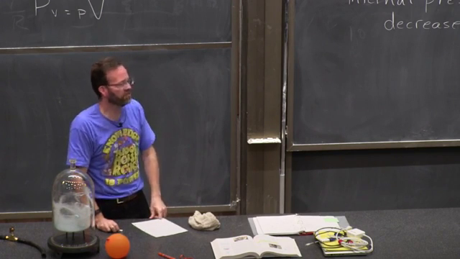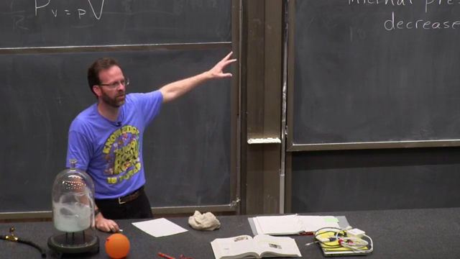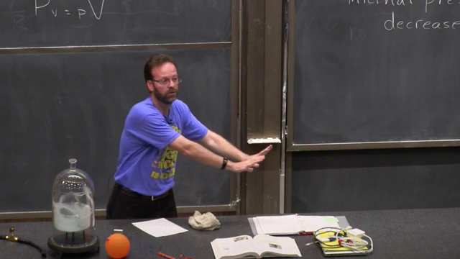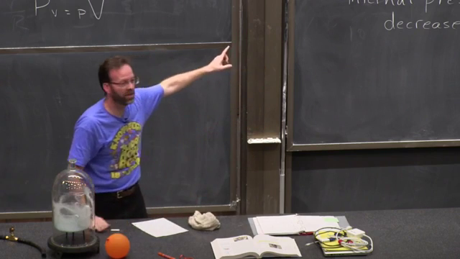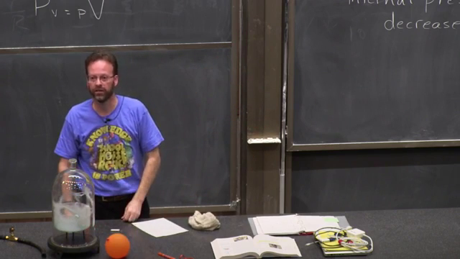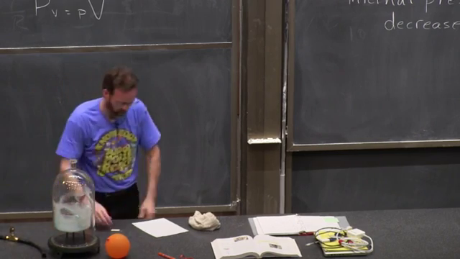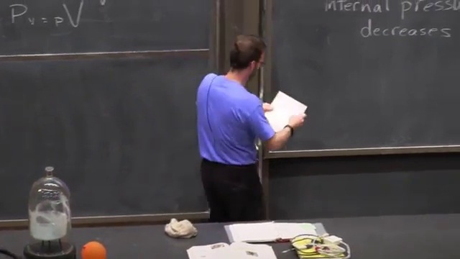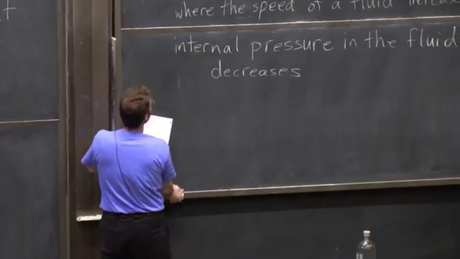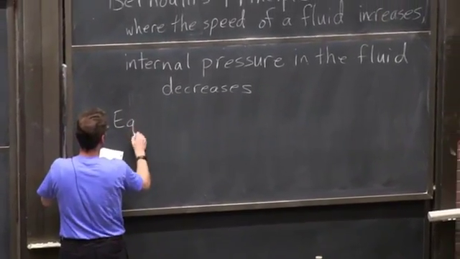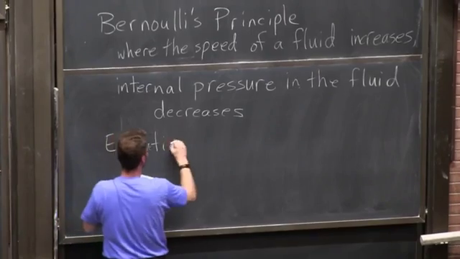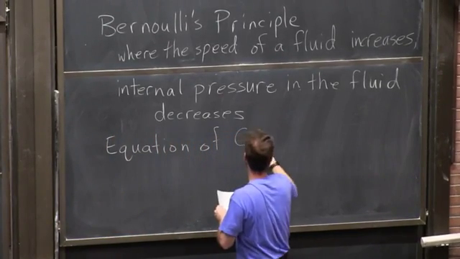This is how airplanes fly. You can describe the flight of airplanes by Newton's laws completely, but you can also describe it by this because of this thing called lift. I'm going to start, though, with this demonstration. And you need one more equation to help us understand it. The equation of continuity.